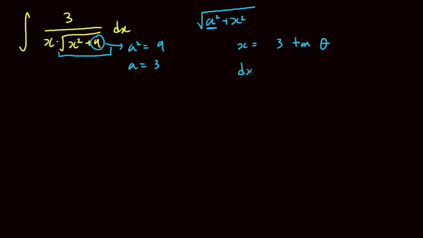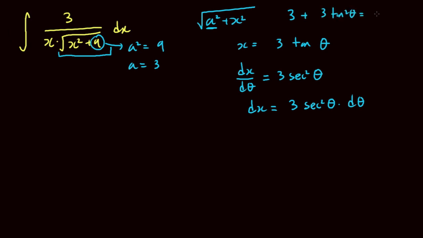When we take the derivative of tan, we clearly get 3 sec squared theta, and we know that dx is just 3 sec squared theta d theta. Another important thing to remember is the trig identity 3 plus 3 tan squared theta equals 3 sec squared theta.